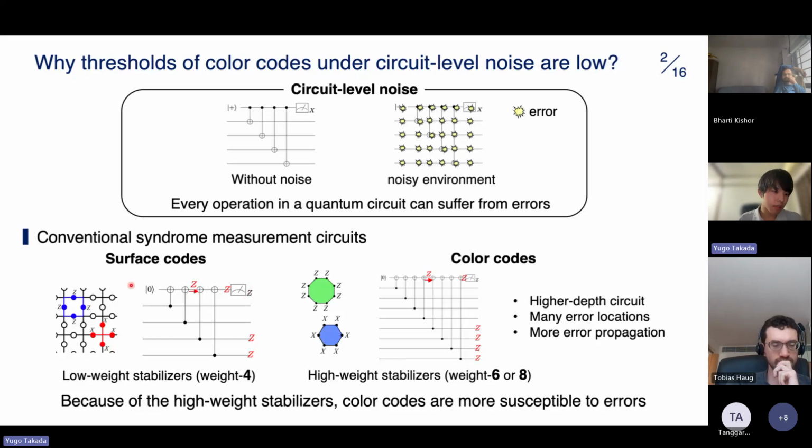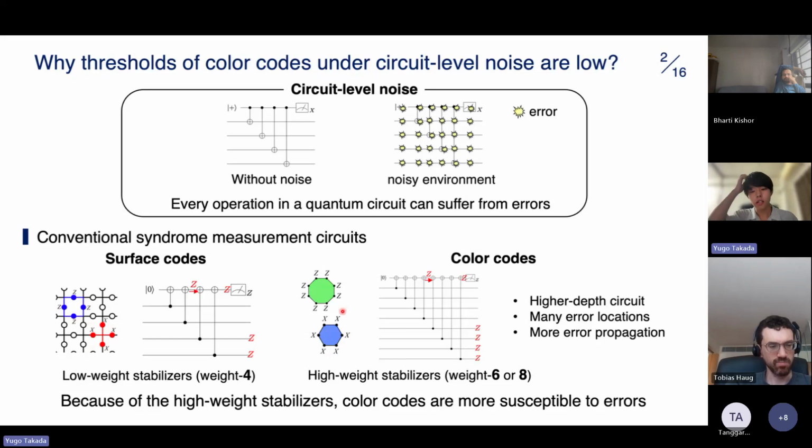Like in the case of the surface codes, the stabilizer generators are defined as weight-four Z-type Pauli operators and weight-four X-type Pauli operators. But in the case of the color codes, the stabilizers are defined as at most weight 6 or weight 8 stabilizers, depending on which color codes we are considering.